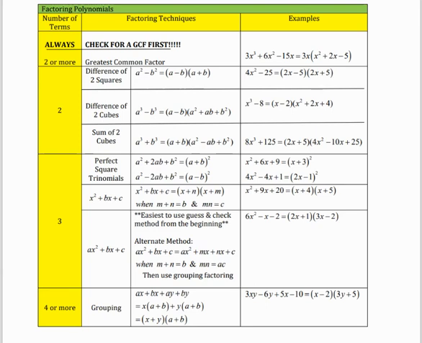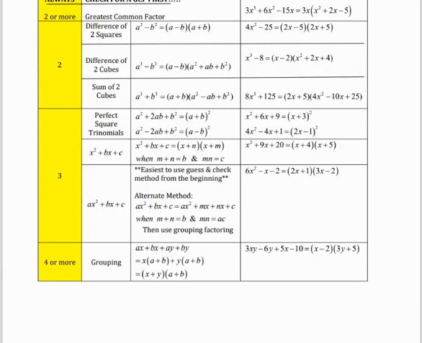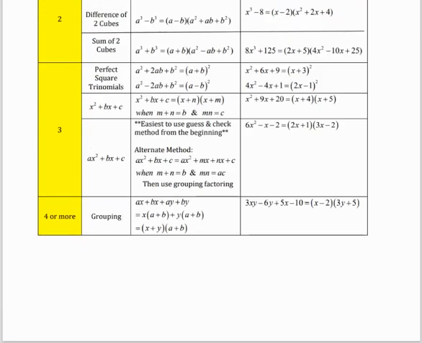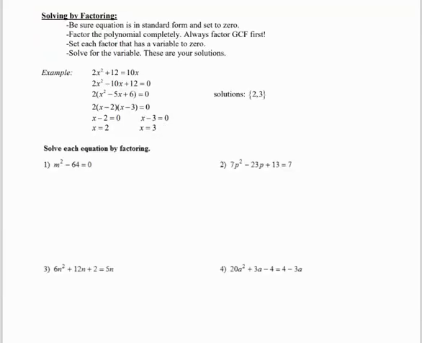We have trinomials where the leading coefficient is 1, and then we have trinomials where the leading coefficient is not 1. In that case, you either need to use guess and check or factoring by grouping. And then if we have 4 or more terms, we are going to factor by grouping. Okay, so please refer back to this chart if you're really weak with your factoring. All the examples are done out. Let's actually do a few together though.